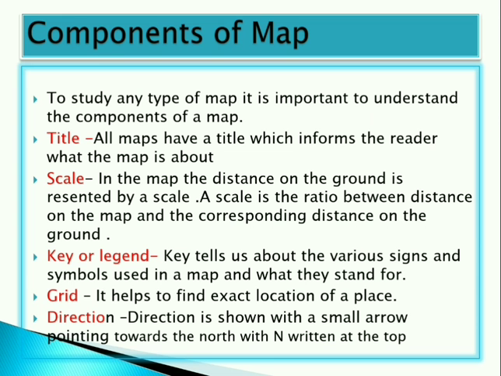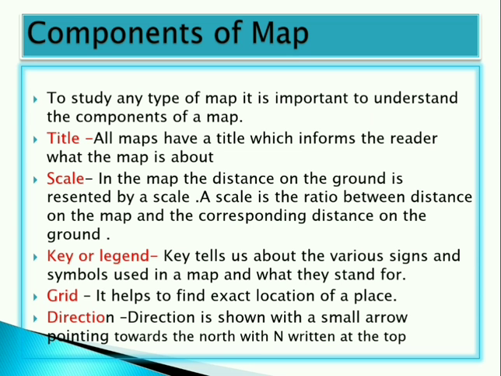Then scale. In a map, the distance on the ground is represented by scale. What is scale? Scale is the ratio between the distance on the map and the corresponding distance on the ground. Now key or legend. Key tells us about the various signs and symbols used in a map and what they stand for. So these keys or legends tell us about the various signs and symbols which are used in the map and what they mean.